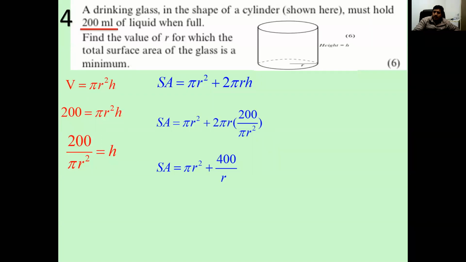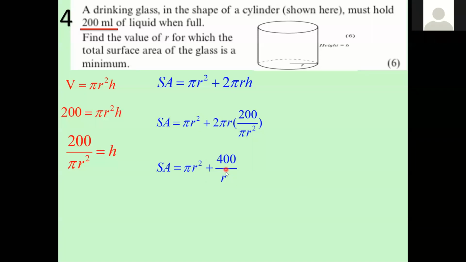We have Moses with us. Is Moses with us? Moses? Yes, sir. What are we going to do next, Moses? Gonna hit the derivative, sir. Well done. Remember the question said find r for a minimum. So we're going to find a derivative and equate to 0. Thank you, Moses.